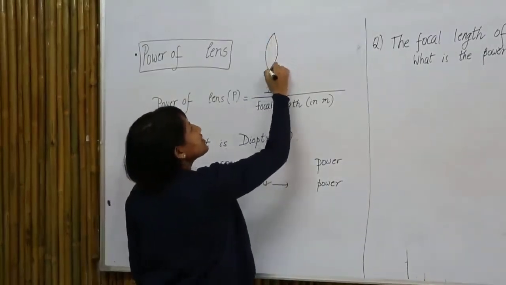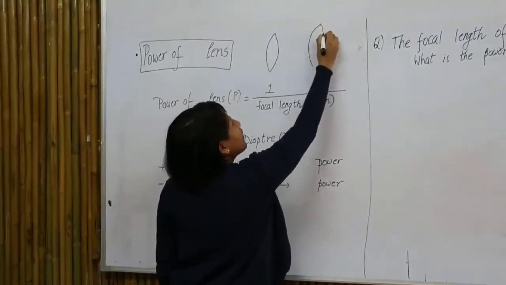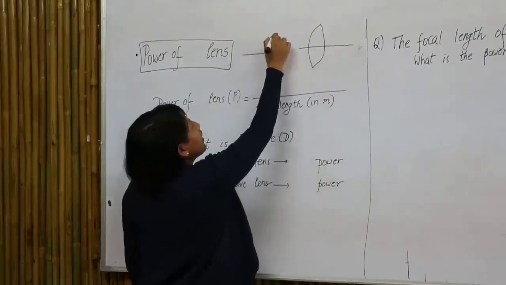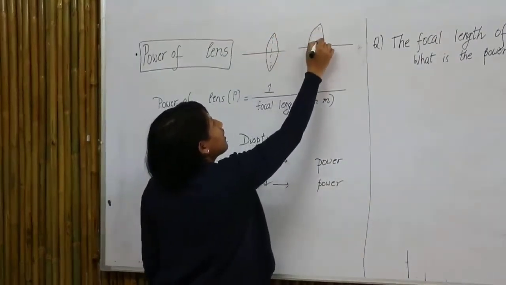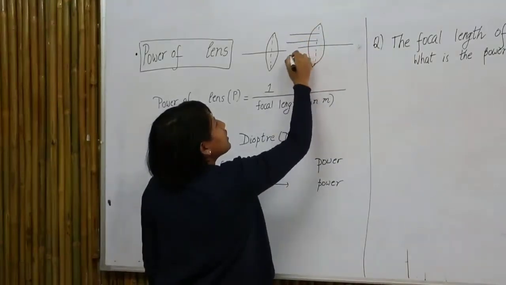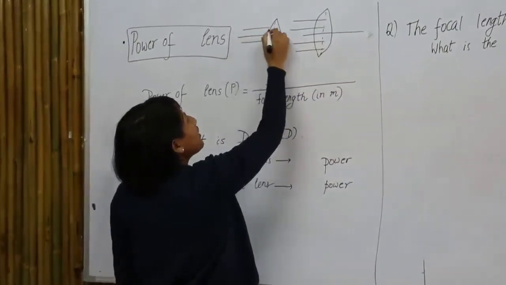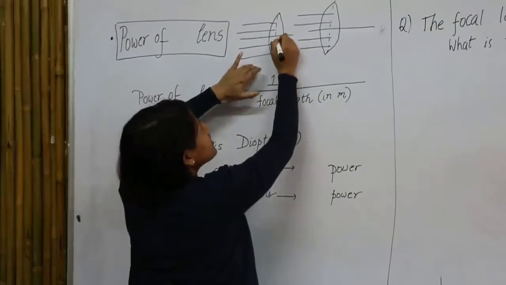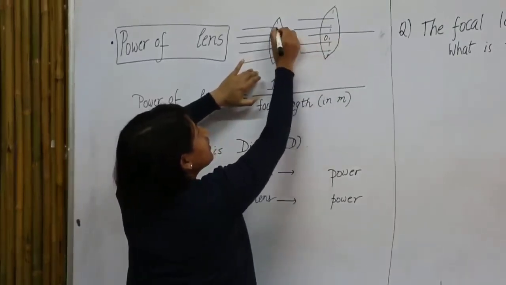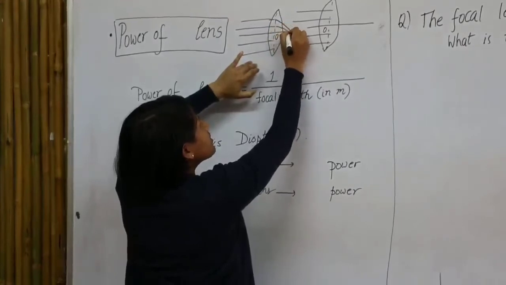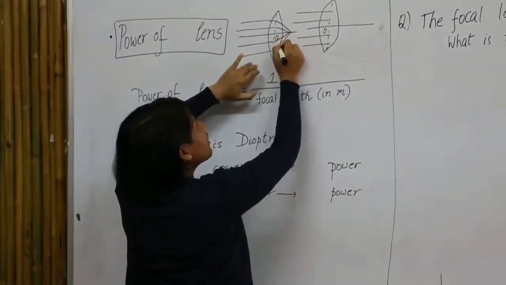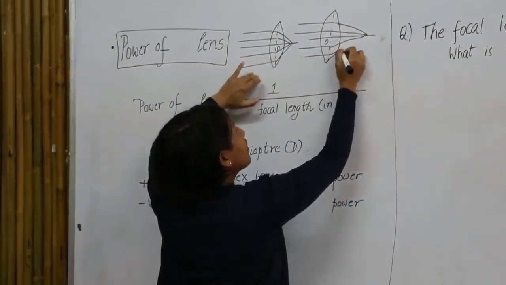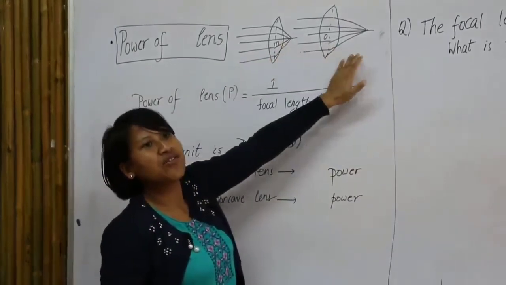A parallel beam of light is falling on the lens, and this is the optical center. Suppose one lens focuses very near, and the other focuses quite far. You can see the distance of the focal length.